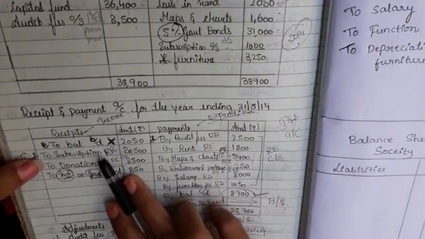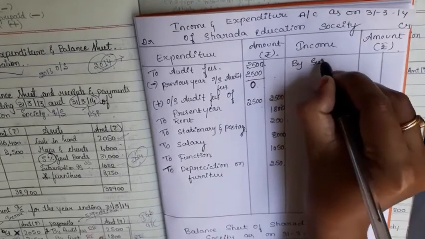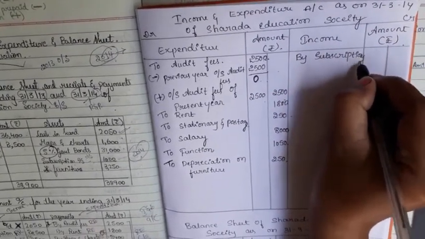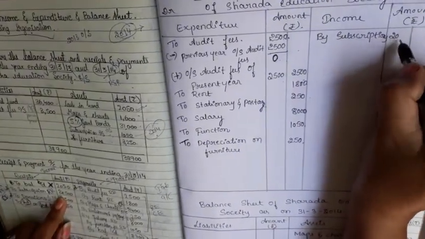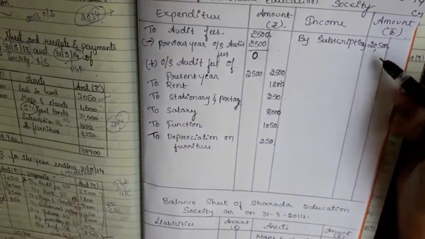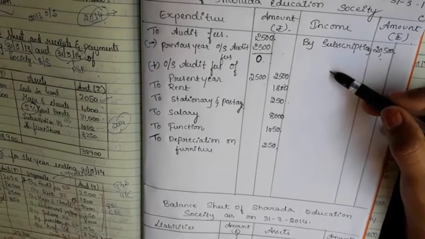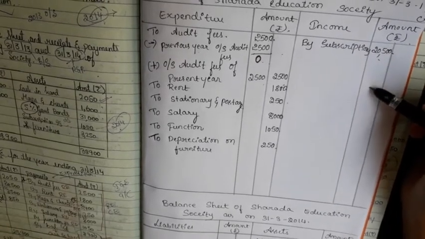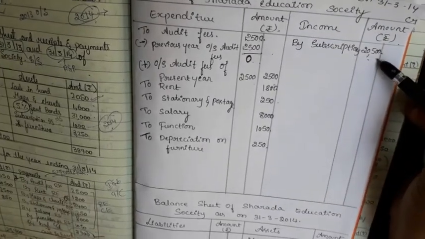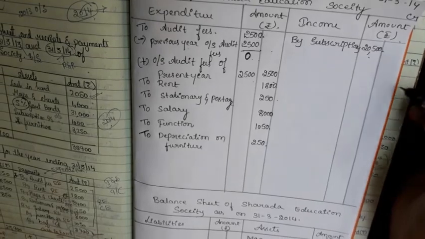First one, subscriptions transferred to the income side. By subscriptions rupees 20,500. So if we have received any amount in the present year, it may include previous year's outstanding amount, present year outstanding amount, or present year advance amount. So we need to identify the actual amount received or actual amount generated for the present year.